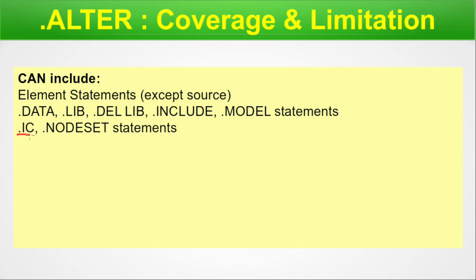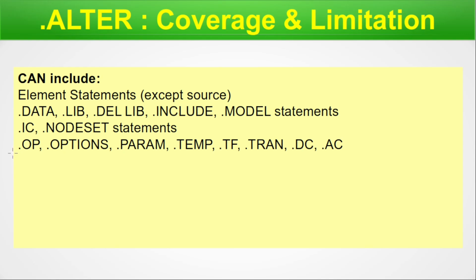Next, we have the dot IC, dot nodeset statements, which we already discussed in the last episode. Next, we have the dot OP, the dot options. Parameter we have already talked about in this episode. Dot temp, that is the temperature of the entire simulation. TSTEP, PRINT, DC, AC, etc. So all these things we can include inside the alter philosophy. That means we can use these along with the alter philosophy, whether it is a dot alter command or the alter philosophy in the control section of the simulator.